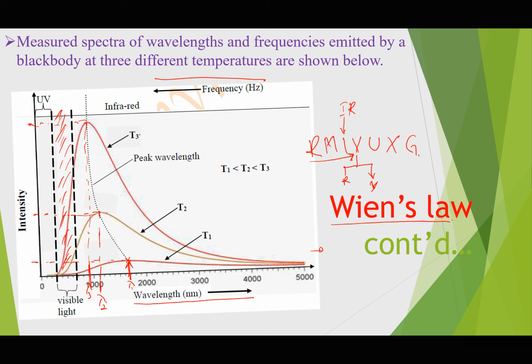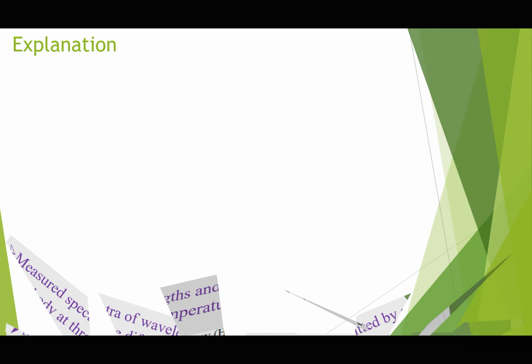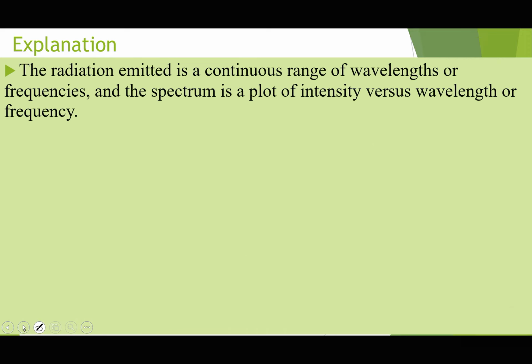So to explain this graph, you should be able to sketch those three peaks. To explain this graph, we have said the radiation emitted is a continuous range of wavelengths.